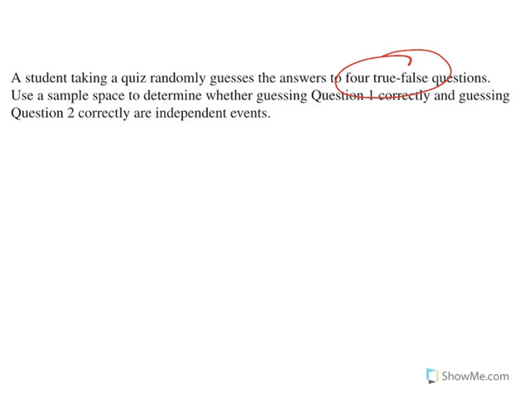In general, does it matter if you answer true on number 1? Is that going to have anything to do with your answer to number 2? The answer would be no, so they're independent. They have nothing to do with each other.